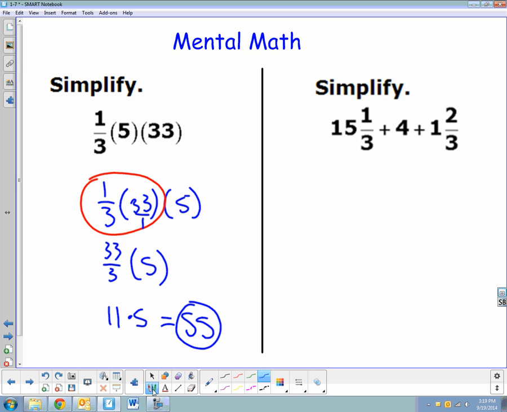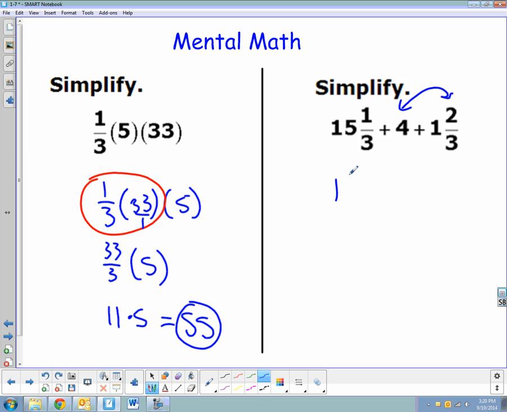And so looking at this problem, we've got 15 and 1/3 plus 4 plus 1 2/3. And if we just went from left to right, 15 and 1/3 plus 4, we'd have to get some common denominators. We'd have to work all this stuff out. It'd be easier to use that commutative property to flip these around.